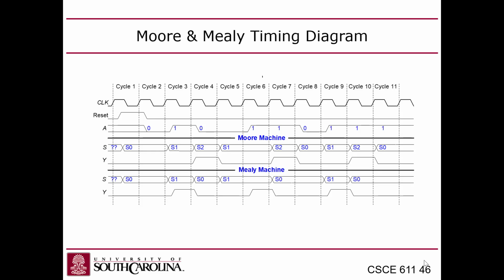So the purpose of the state in the Mealy machine is only to keep track of whether I've seen a 0. It doesn't have to have all 3 states.